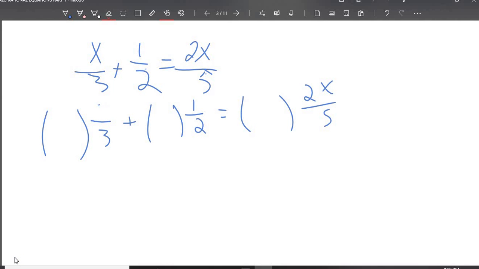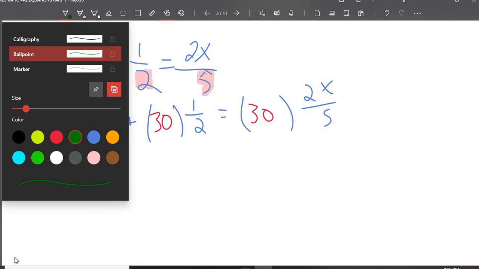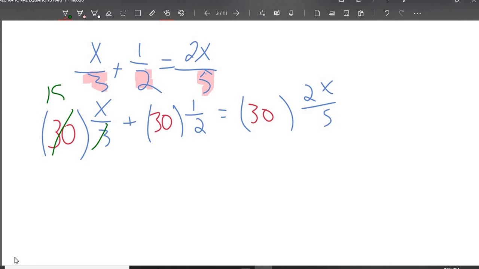Now, this one's pretty straightforward. I've got 3 different denominators. I've got a 3, a 2, and a 5. I need to find the common denominator for all 3 of those. Well, the common denominator between 3 and 2 is 6, and between 6 and 5 is 30. So the common denominator is going to be 30. Alright. So we're going to take what's in the denominator, divide it into the 30, goes 15 times, multiply the 15 and the x.